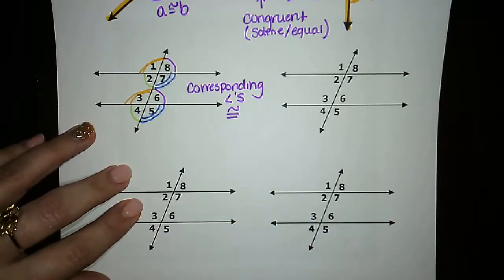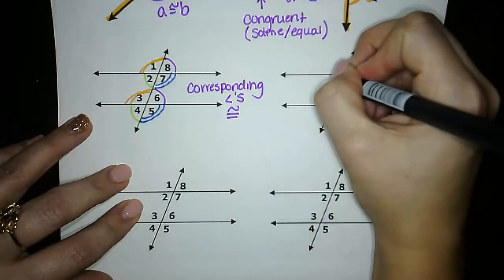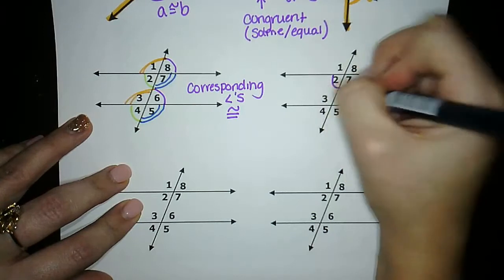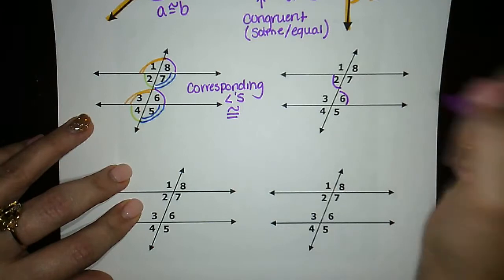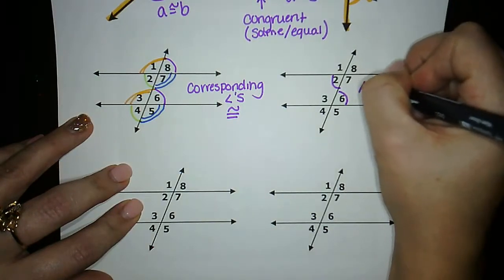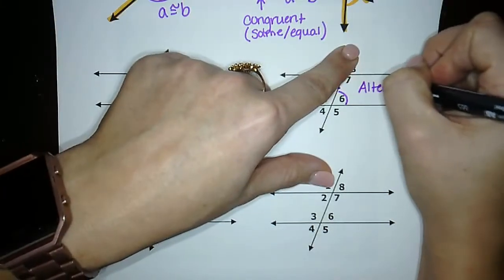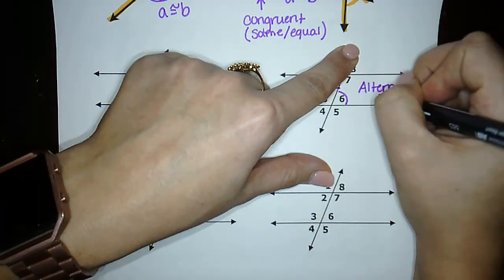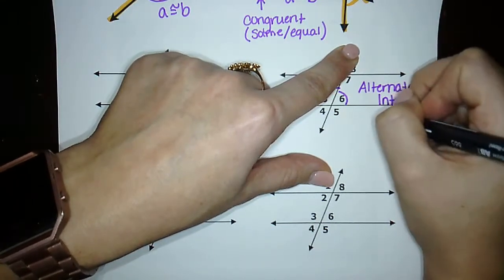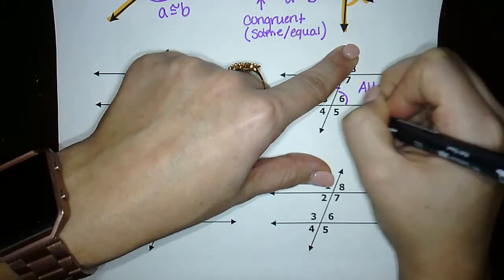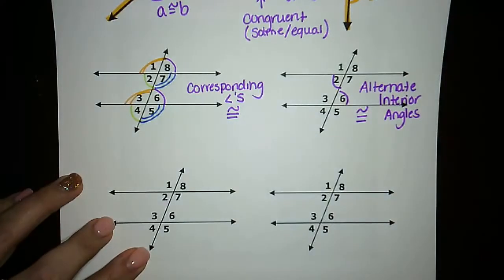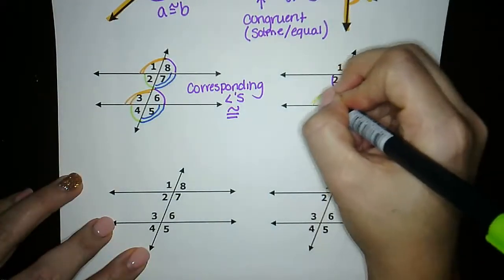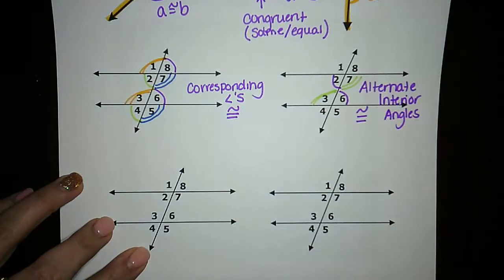The next kind that we have are called alternate interior angles. So they alternate in between the parallel lines. So they're on opposite sides of the transversal, and they are inside the parallel line. So these are alternate interior angles, and these are also congruent. So we have alternate interior angles, and we also have them with the 3 and 7.